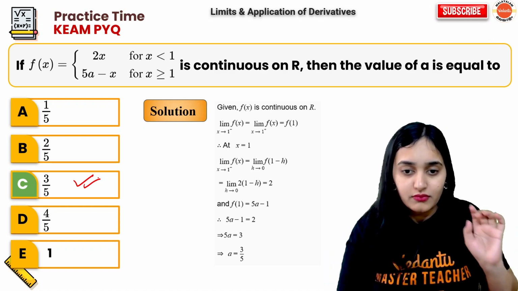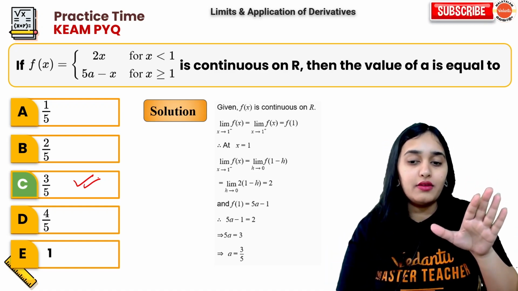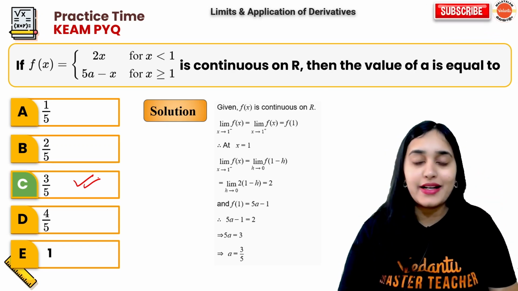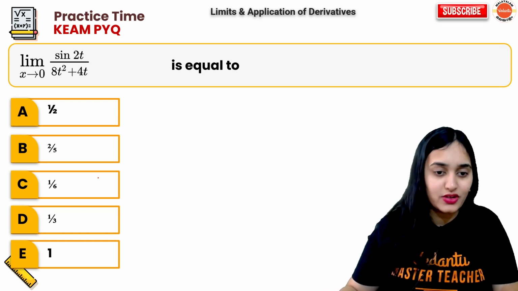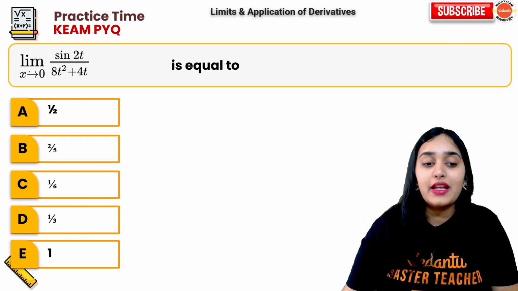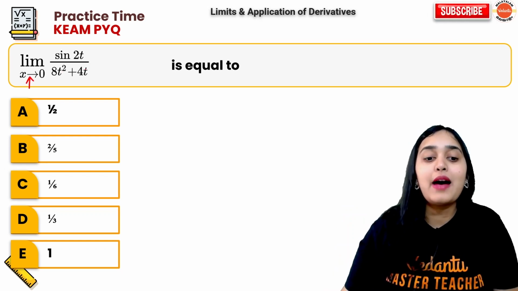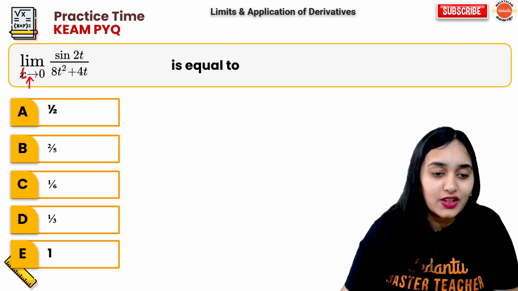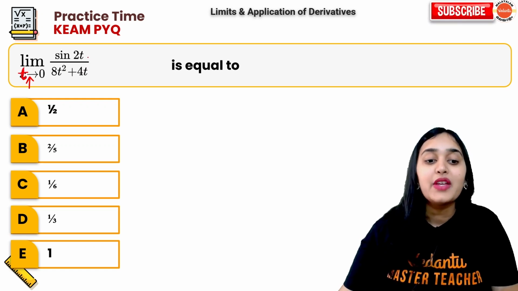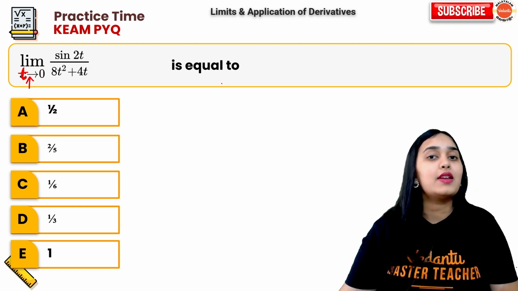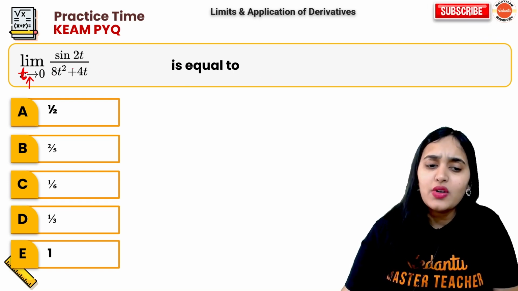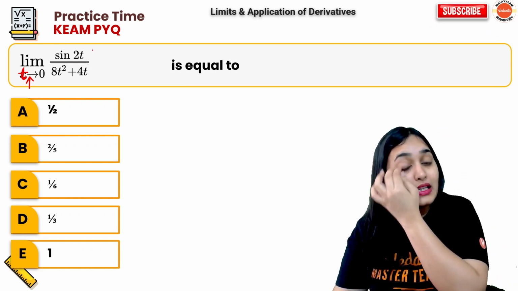Like this we use limits to check continuity of a function or to find the unknown variable. Next type of question. Suppose they have given limit x approaching 0, sorry, this will not be x, this will be t, where sine 2t upon a t square plus 4t is equal to dash. Now as soon as you put 0, everybody check here.